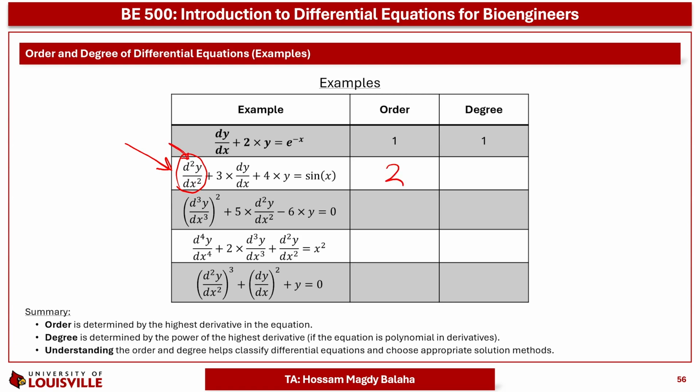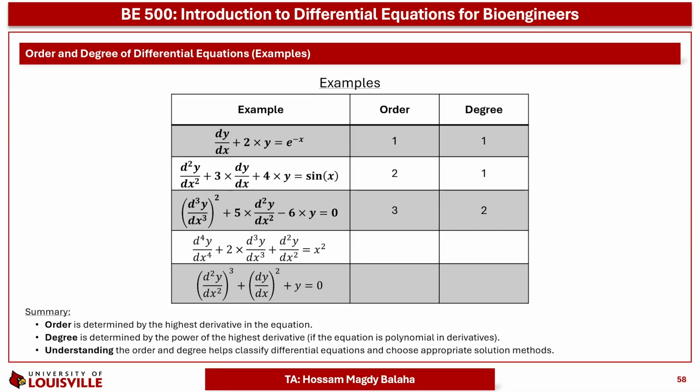In the second example, the highest derivative is d squared y by dx squared, which has an order of 2, and it is raised only to the power of 1, so it's a degree of 1. In the third example, the highest derivative is of order 3, and the whole derivative is raised to the power of 2, so it's a degree of 2. In the fourth example, this is the highest derivative. It has order 4, and it is raised to the power of 1, so it's degree of 1. In the last example, the highest derivative is order of 2, and it is raised to the power of 3, so it's a degree of 3.